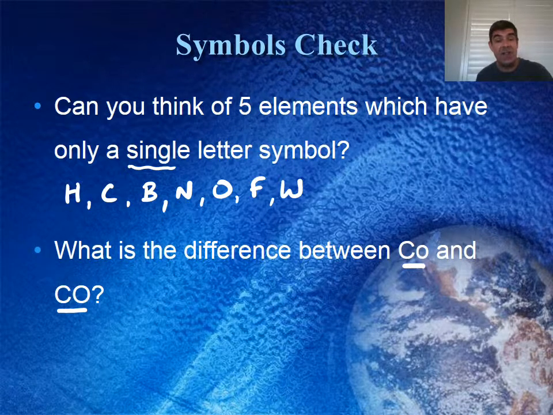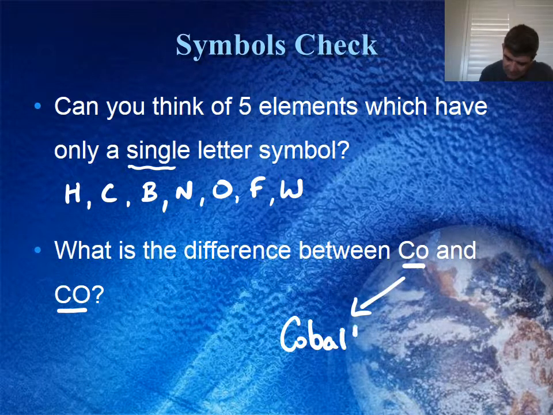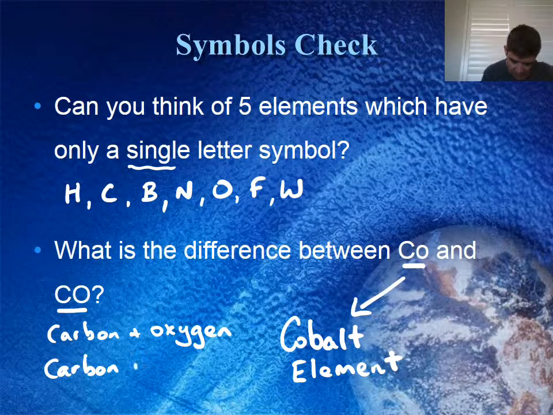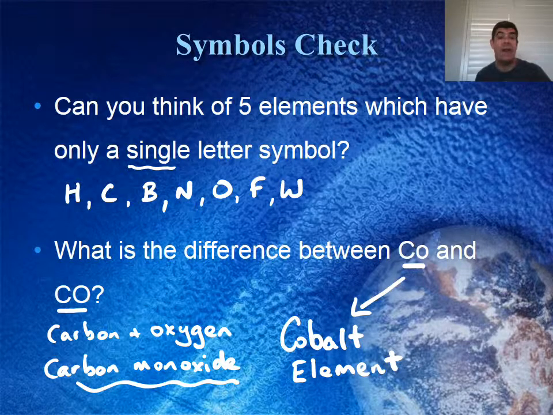And the difference between CO, capital C small o, and capital C capital O, well, capital C small o is the symbol for cobalt. And cobalt is an element. It's actually a metallic element. But when we see capital C and capital O, this means we have a carbon and an oxygen. In fact, you may recognize this as the chemical formula for carbon monoxide. And we will actually have a look at how we name different compounds a little bit later in this unit.